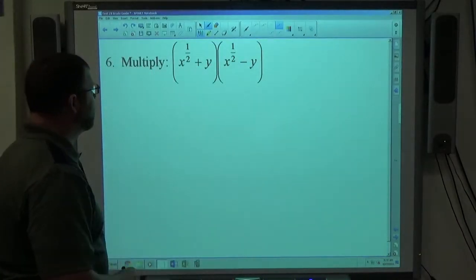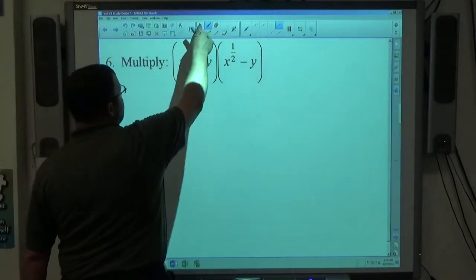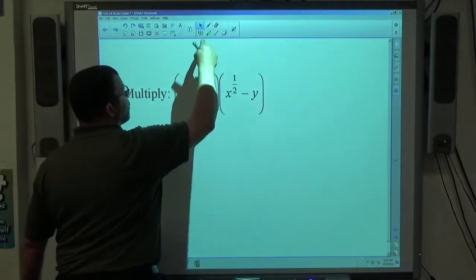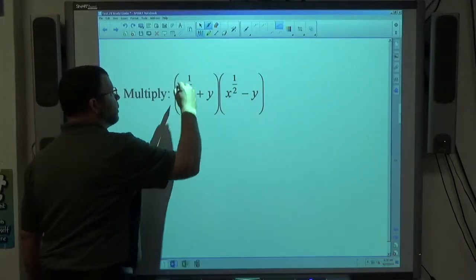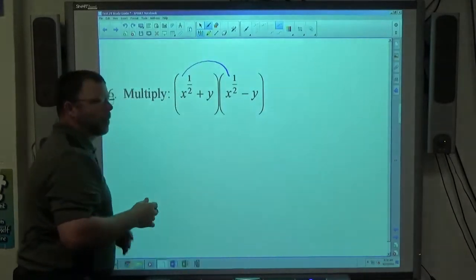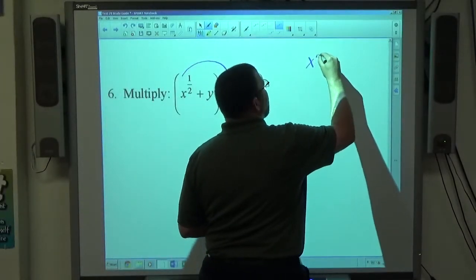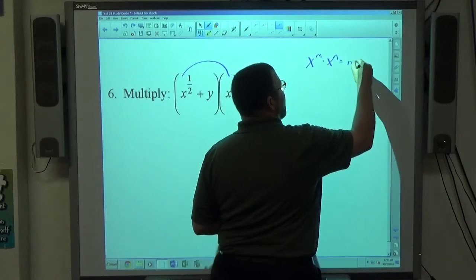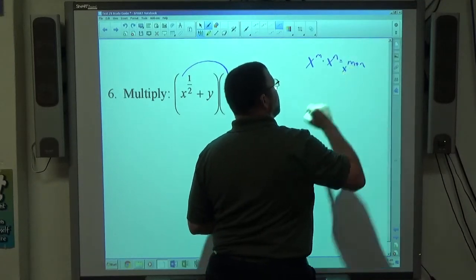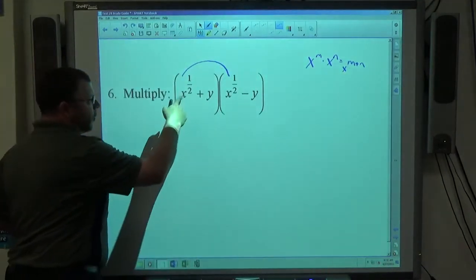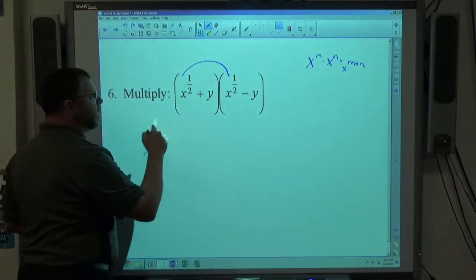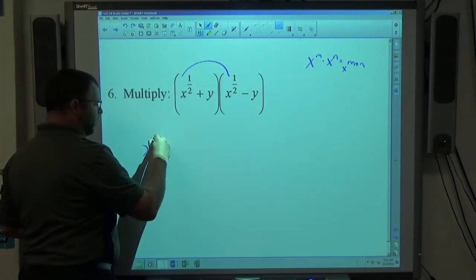And all we have here is just a basic FOIL technique. I'm going to slide this down so I have room to draw some arrows. So FOIL is first times first, and we have to remember our rules of multiplication of letters. If I'm multiplying x to a power times x to a power, the rule says to add the powers. So that's what's happening here. I'm multiplying x to the 1/2 times x to the 1/2. 1/2 plus 1/2 is 2/2, better known as 1, so I get x.